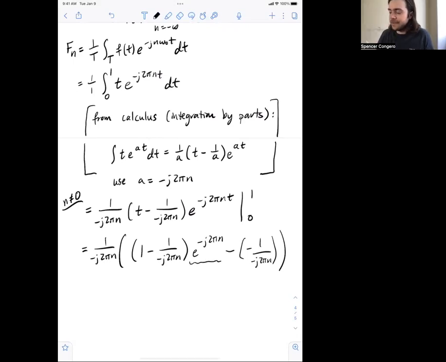And what about this term here, e to the negative j 2 pi n? On the complex plane, that's just going around the unit circle an integer number of times, right? Integer times 2 pi. For my angle, I'm always going to get back to 1. So that number right there just equals 1 for all integer n.